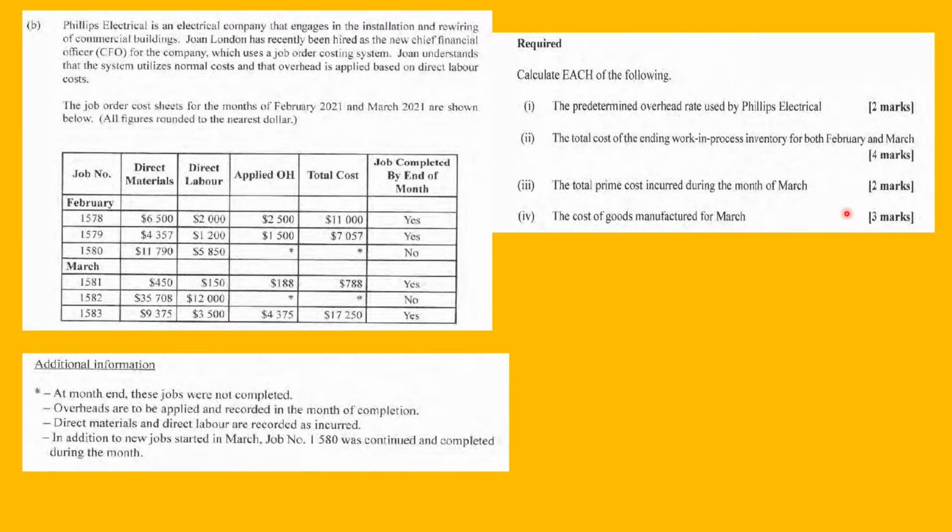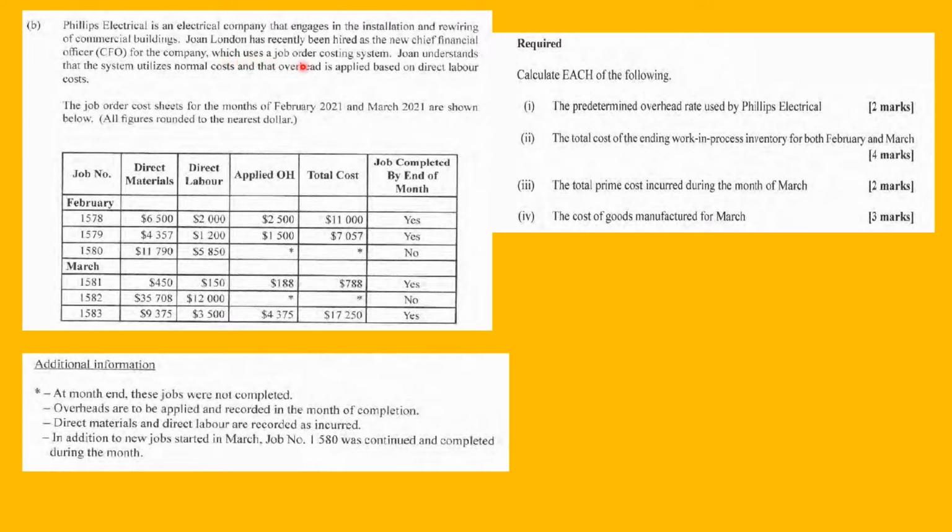So basically we are still looking at a job costing system, and from those questions we can tell we are looking at the gross profit system. So let's take a look at the data given. We're told that Philips Electrical is an electrical company that engages in installation and rewiring of customers' buildings.